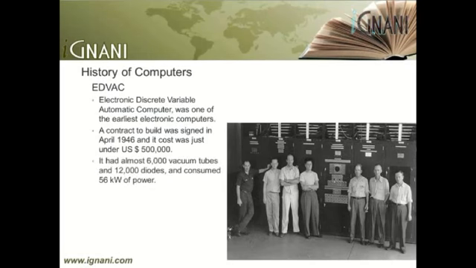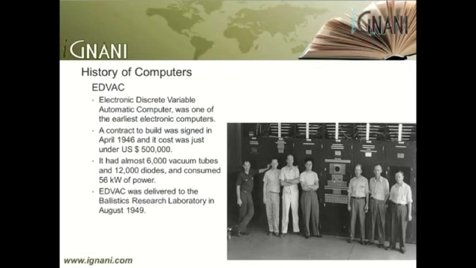The computer had almost 6,000 vacuum tubes and 12,000 diodes, and consumed 56 kilowatts of power. It covered 490 square feet of floor space and weighed 7,850 kilograms. The full complement of operating personnel was 30 people for each 8-hour shift. EDVAC's addition time was 864 microseconds and its multiplication time was 2,900 microseconds, that is 2.9 milliseconds.